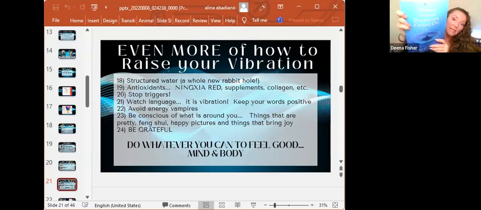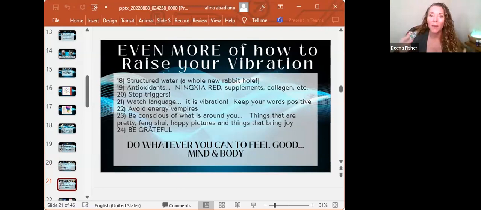Try and release negative emotions. Avoid and stop triggers. Watch your language. It is vibration. Keep your words positive, not fake positive, but be conscious of your words because they hold energy. Avoid energy vampires, the people that suck your energy, and you're around them and it doesn't feel good, try to avoid them. And be conscious of what is around you. Things that are pretty, feng shui, happy pictures, things that bring joy.